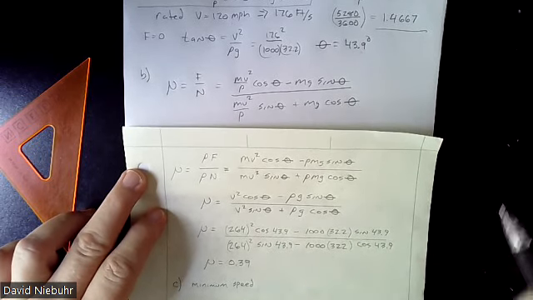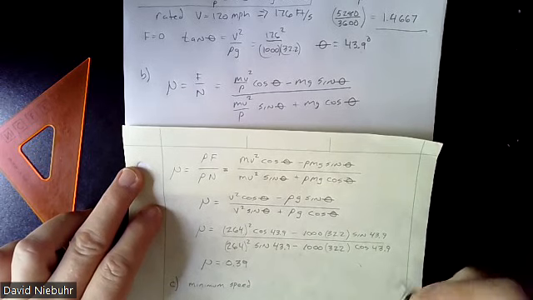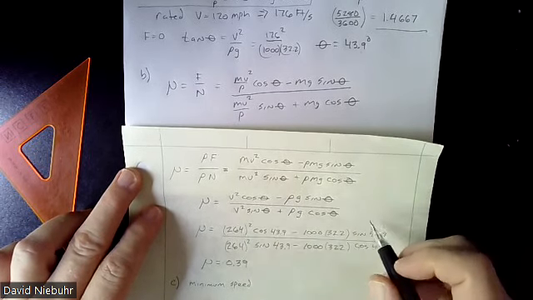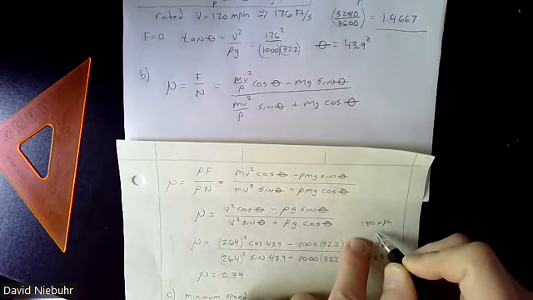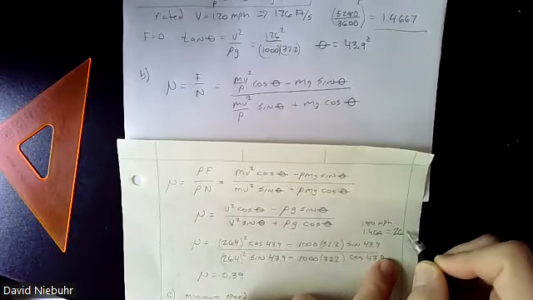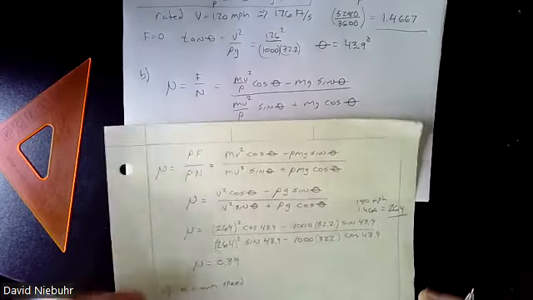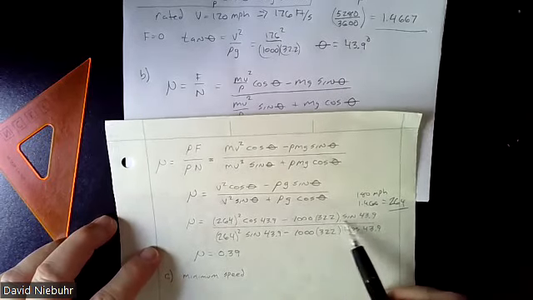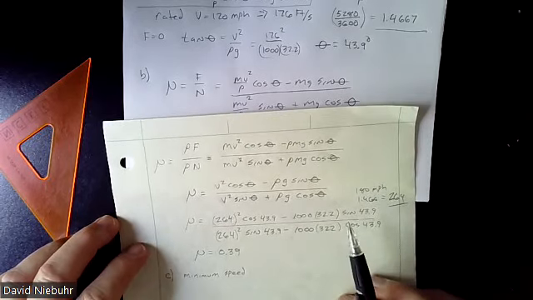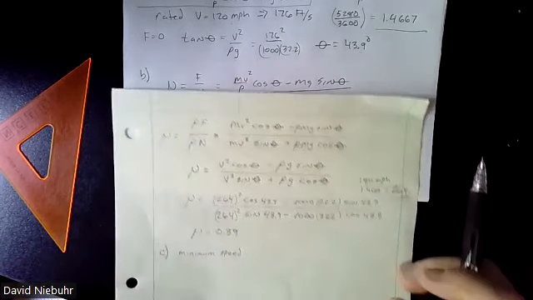264 is how fast 180 is. So 180 mph times 1.466 gives us 264. So that's where that came from, 264 feet per second. We know our angle, we know the rest, plug it in, we get 0.39. All right, so that's the friction required.